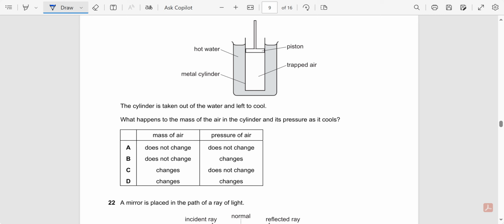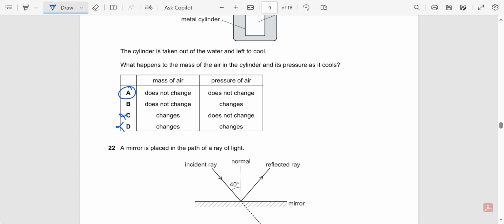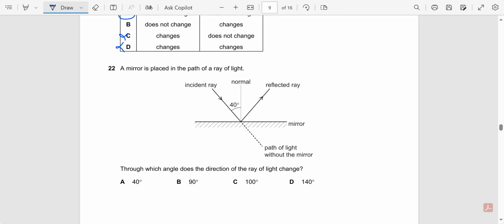Mass does not change, so mass will remain the same. So C and D is wrong. Pressure, since it's left to cool, there's nothing to do with it, that's only with the temperature. Because there's no change in volume, so why would the pressure change?